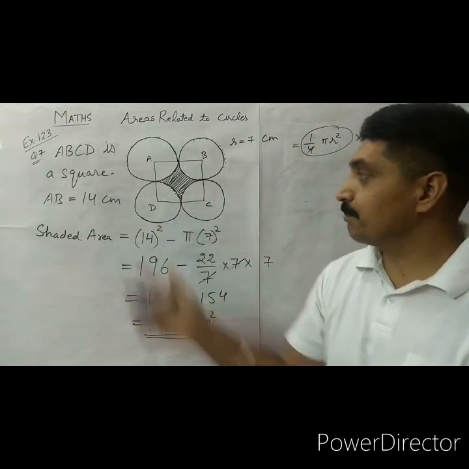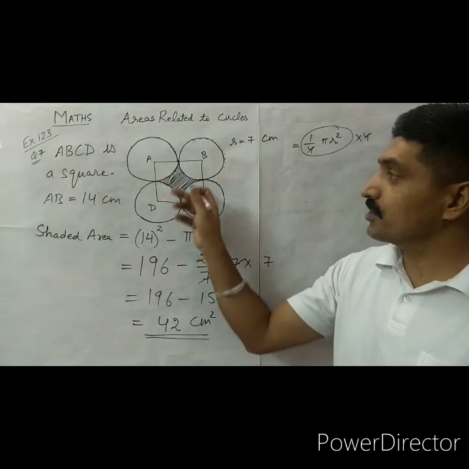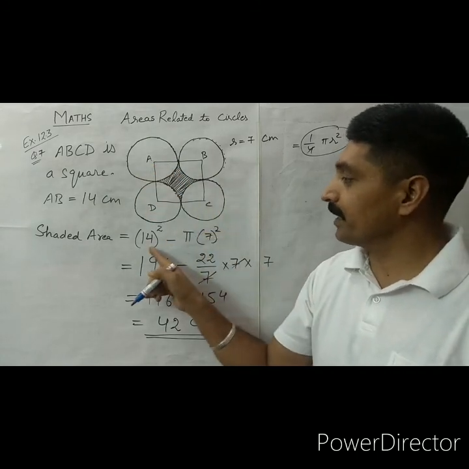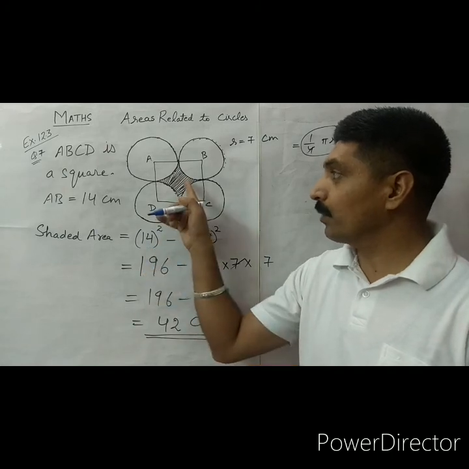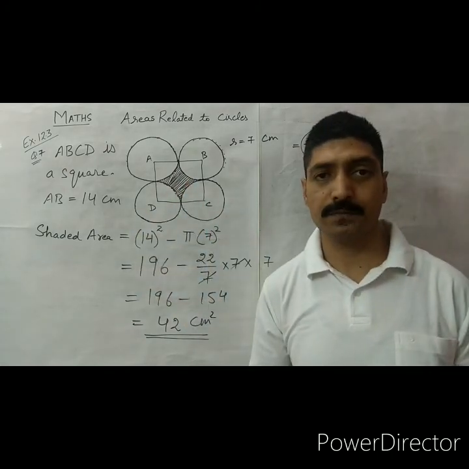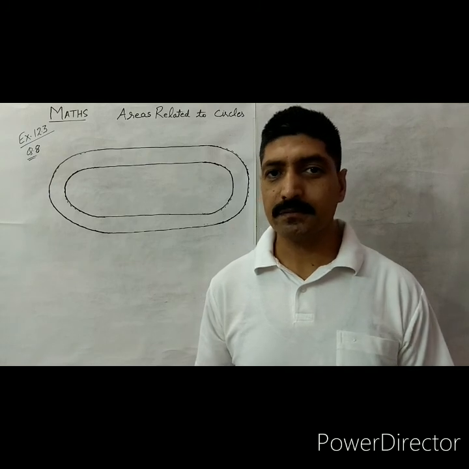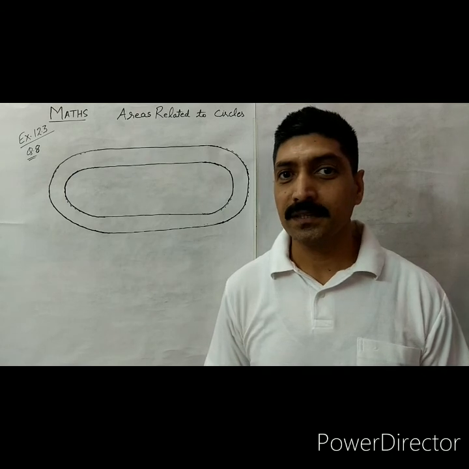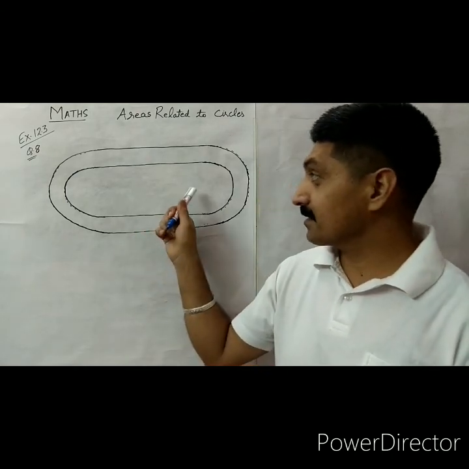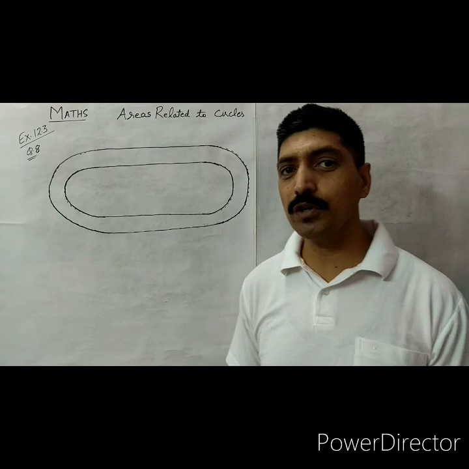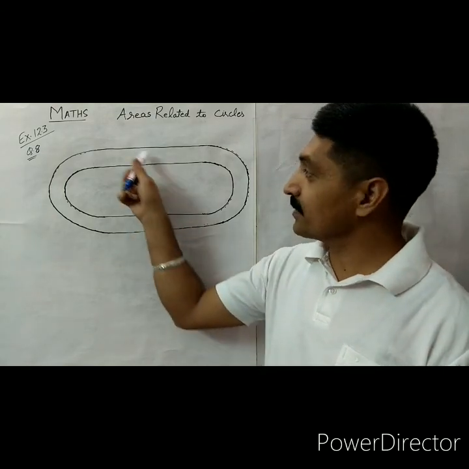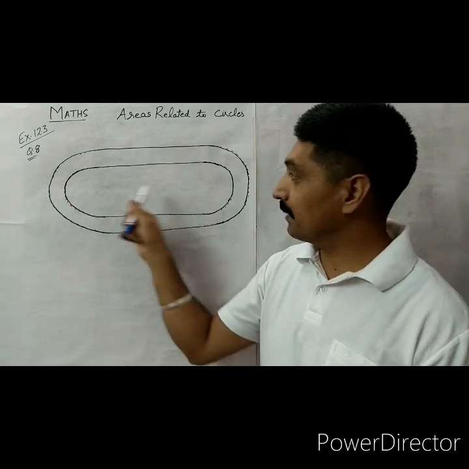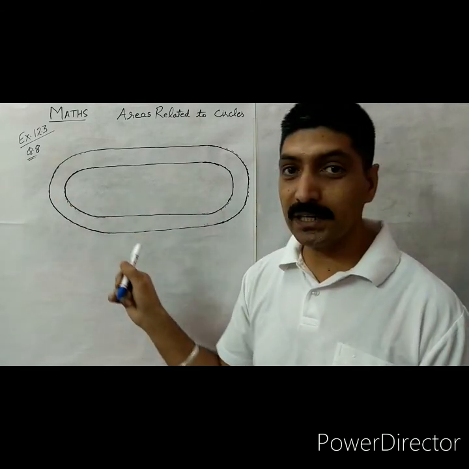So this is a very simple question, in which we are subtracting the area of a circle from the area of the square. So I hope you are clear with this question. Question number 8, 12.3, is a very important question. So here, as the picture is given in the textbook, you can guess what it is. All sportsmen will give its answer very quickly.